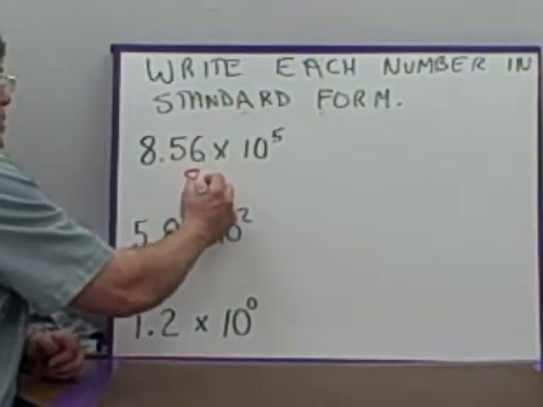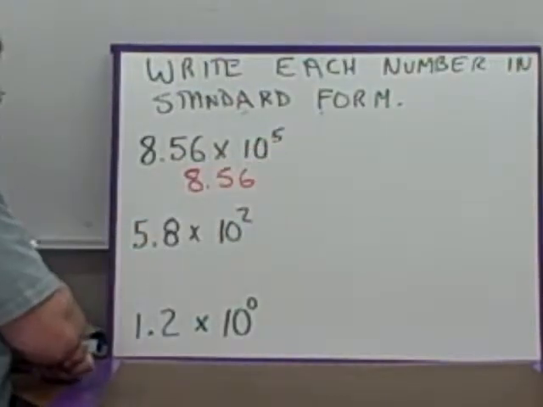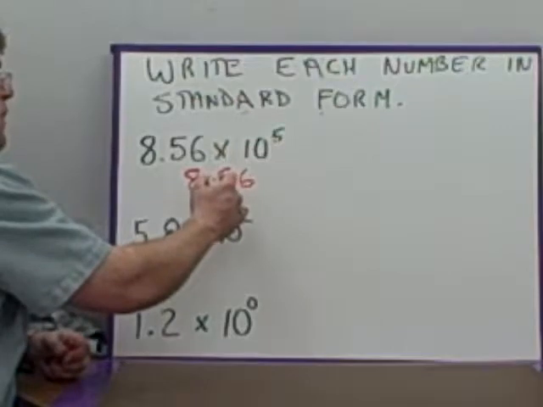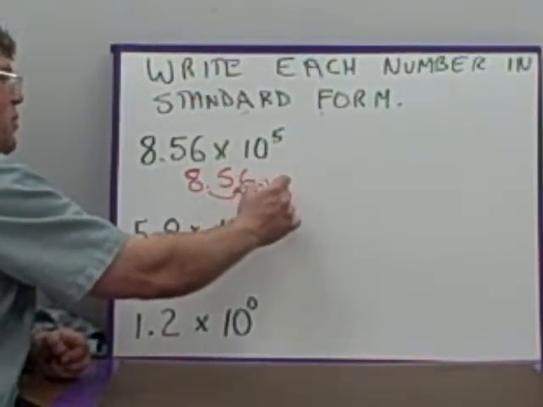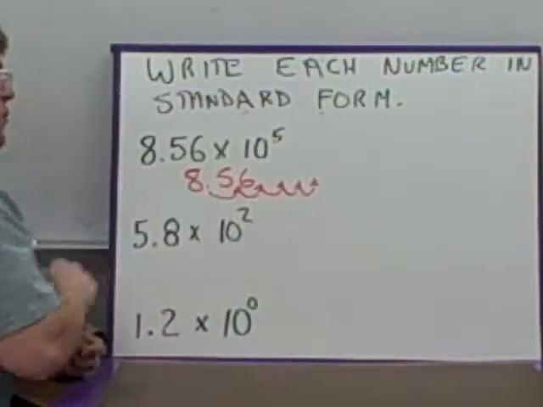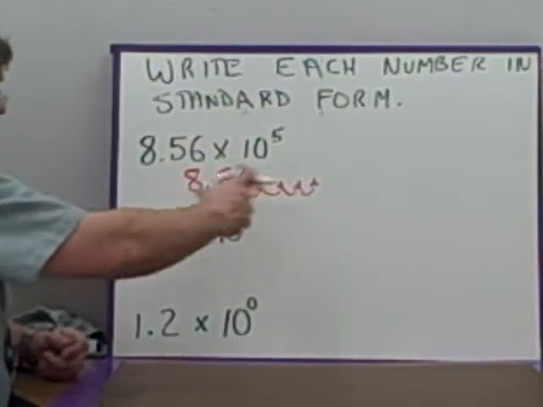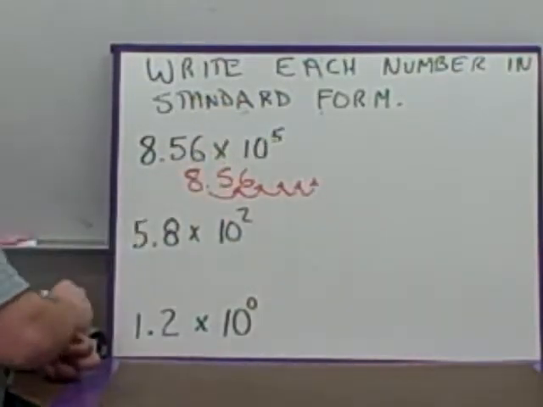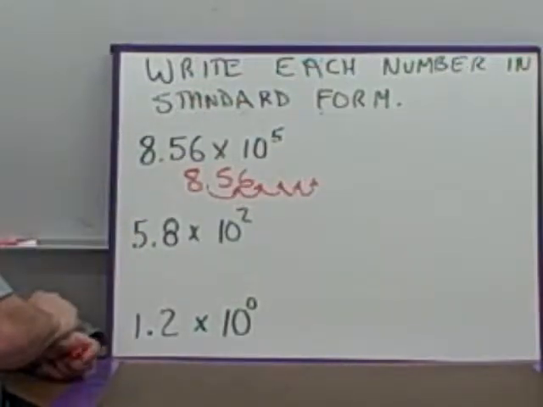If we have this originally as 8.56, times 10 to the fifth means we're going to move it 5 place values. 1, 2, 3, 4, 5 place values to the right. I'm making the number bigger because I'm multiplying by 10 to the 5, which is a big number. I'm moving the decimal to the right.